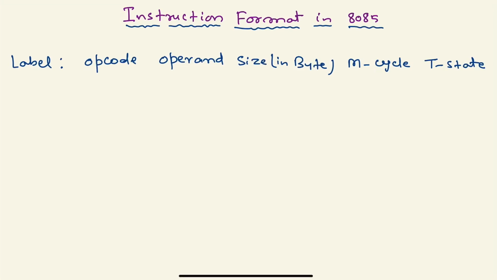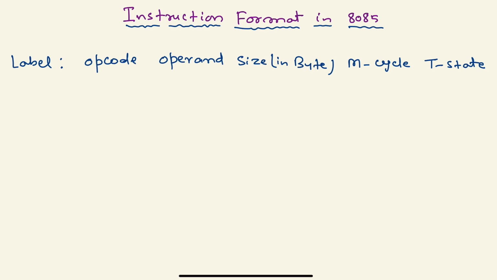So in the previous video, we learned about the classification of instructions in 8085 based on size: 1 byte instruction, 2 byte instruction, and 3 byte instruction. Then we saw that based on the operation, instructions are classified into 5 groups. Those are data transfer or data copying instructions, second arithmetic instructions, third logical instructions, fourth branching or looping instructions, and fifth machine control instructions.